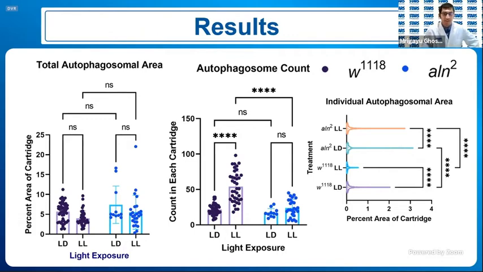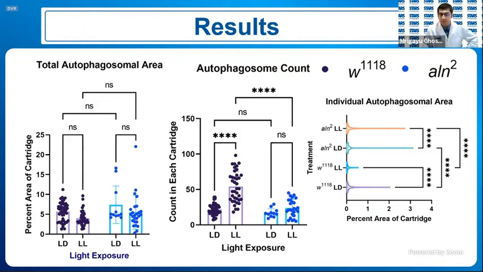But for the all-nighter, we don't see that significant difference, suggesting that this all-nighter mutant doesn't seem to adapt to this stress by changing autophagosome count. And then when we keep light constant, we see that the all-nighter mutant has significantly less autophagosomes per cartridge than the wild type. And it's a similar pattern we saw with the mitochondria.